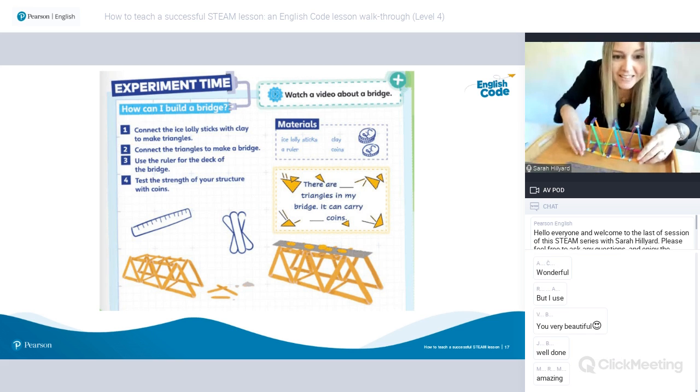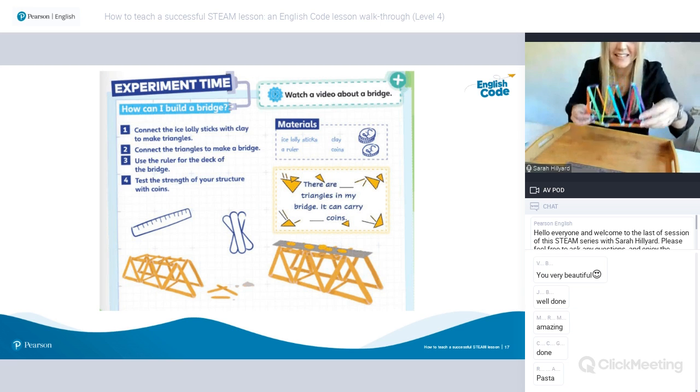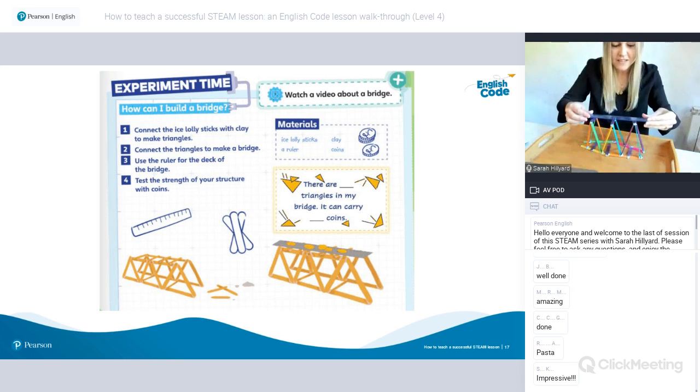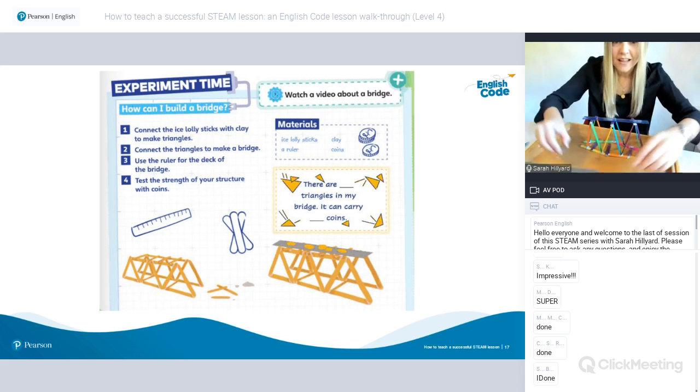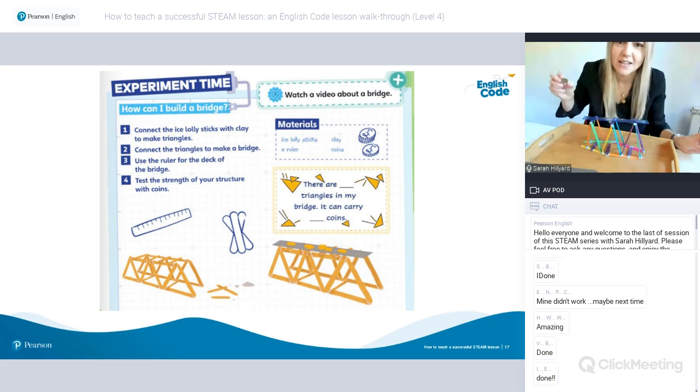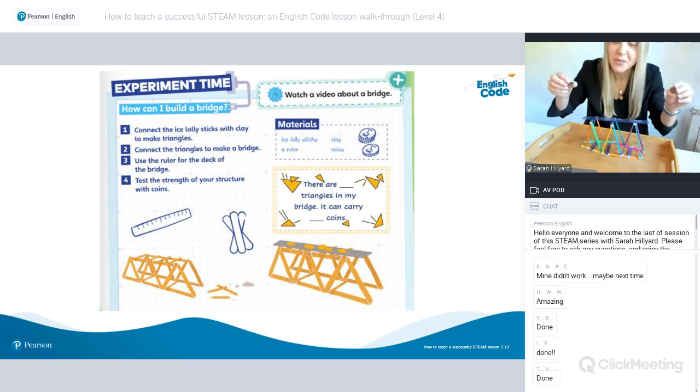My bridge is flexible. Yes, it is. You see, it is flexible. Okay, pasta. Fantastic. Done. Lovely. I've got my ruler on it. Actually, I cheated a bit. My seven-year-old son helped me build this bridge, and he was very good at it.